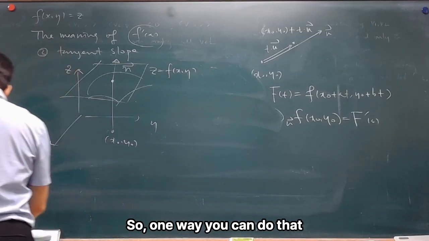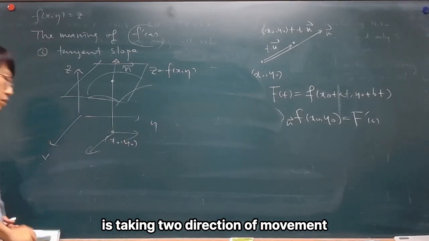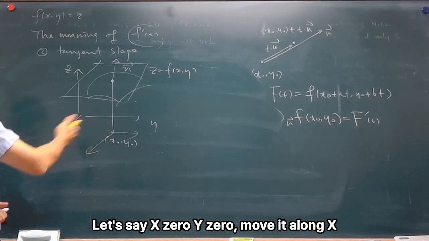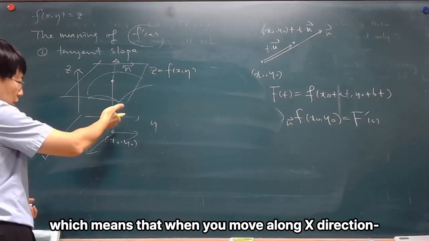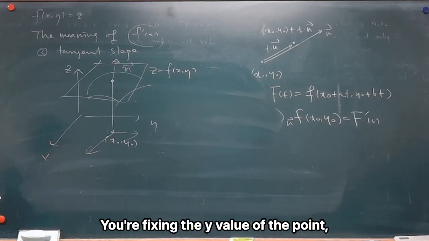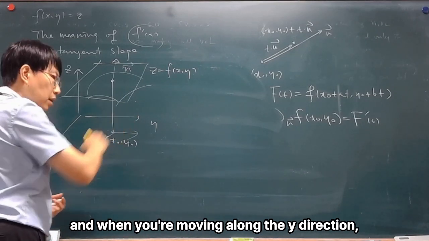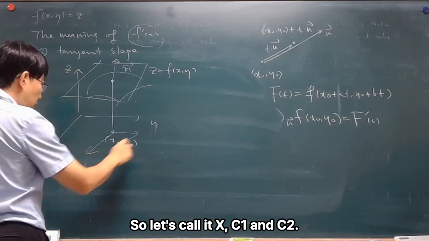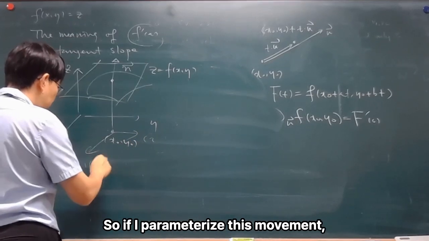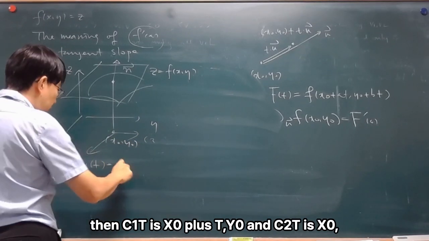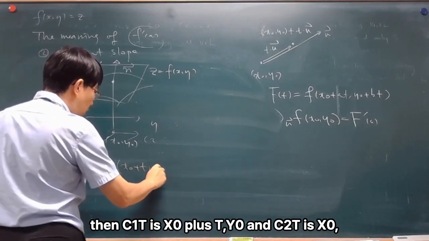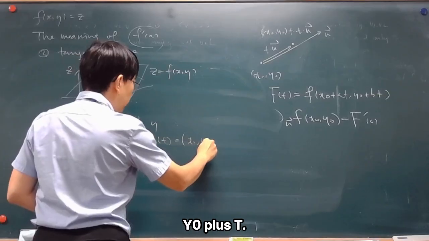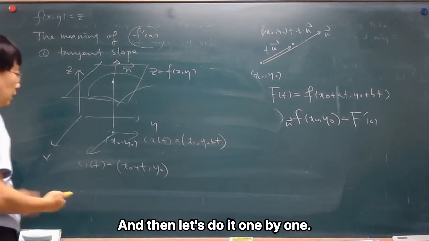One way you can do that is taking two directions of movement of your fixed point. Let's say (x0, y0) moves along the x direction and the y direction, which means that when you move along the x direction, you're fixing the y value of the point, and when you're moving along the y direction, you're fixing the x coordinate. Let's call them C1 and C2. If I parameterize this movement, then C1(t) is (x0 + t, y0), and C2(t) is (x0, y0 + t).